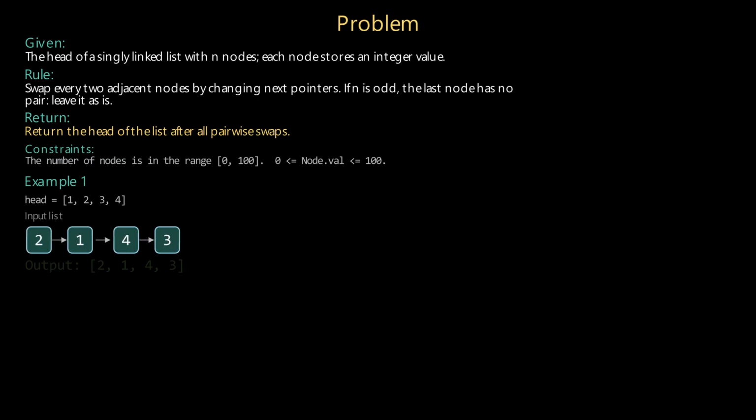Example: 1, 2, 3, 4. Swap the first pair so 2 points to 1, then swap the next pair so 4 points to 3. Reading left to right we get 2, 1, 4, 3.